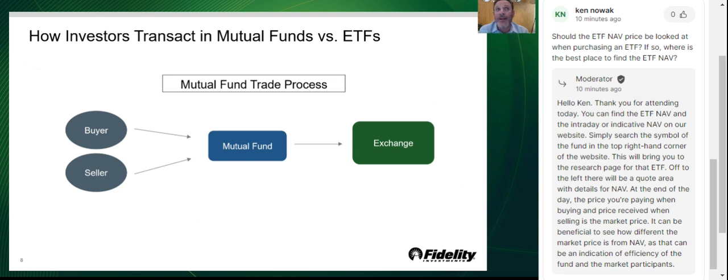That's on the buy side, right? You send $1,000 to the fund, it goes to the exchange, they buy the securities they want, they have to pay bid-ask spreads, they have to pay commissions, and then it lands up in the mutual fund.